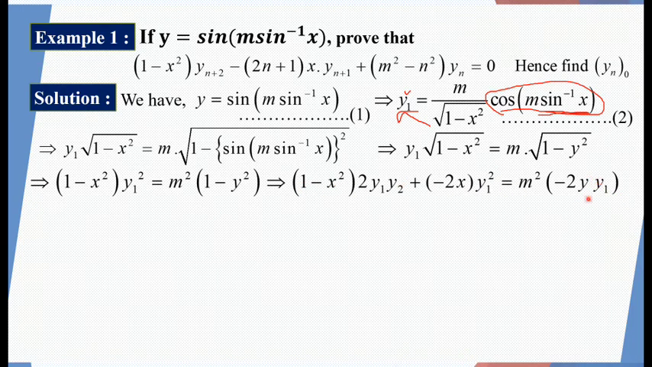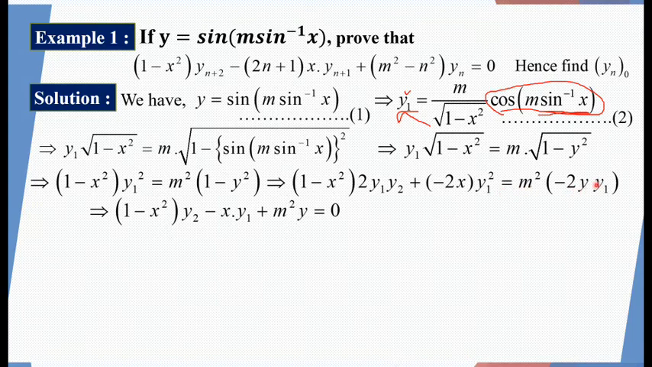Yes, we can eliminate 2y1 from each of the terms and take this right hand side into the left hand side. So it will be 1 minus x square y2 minus x y1, and take it into the left hand side. Minus is already there, so it will convert into plus m square y equals to 0. Let it be equation number 3. Now it fulfills all the conditions of Leibniz theorem. So we can apply Leibniz theorem in this particular function.